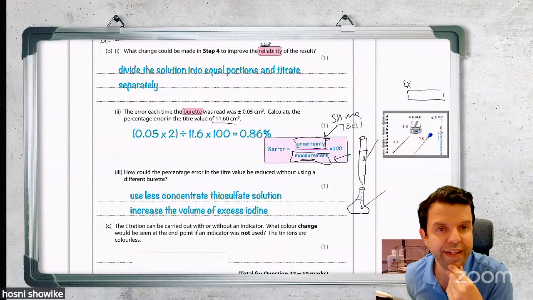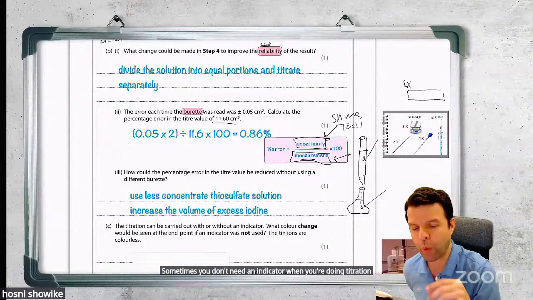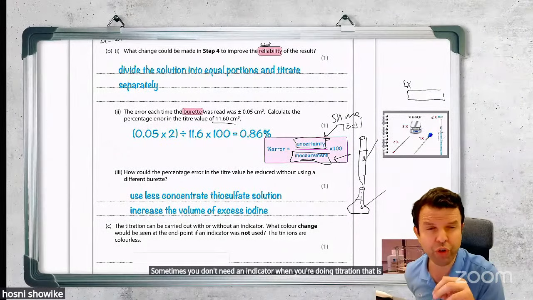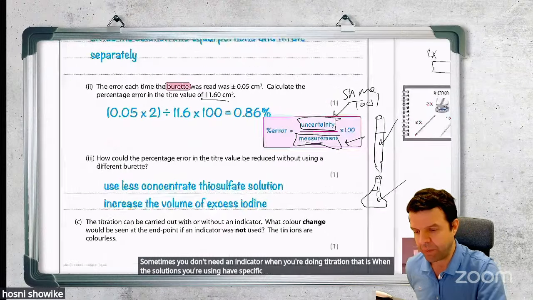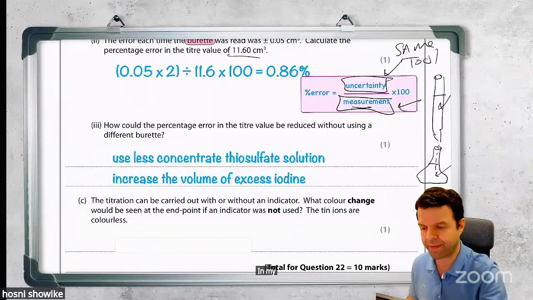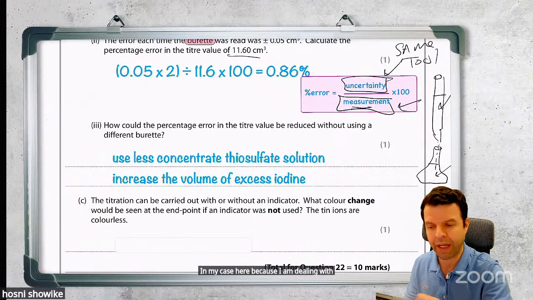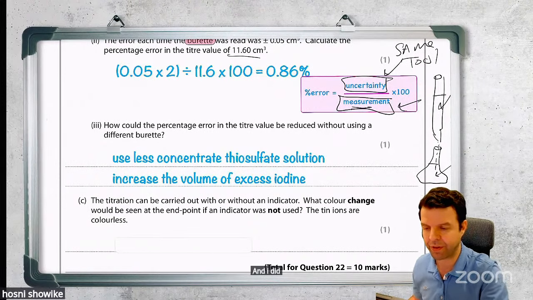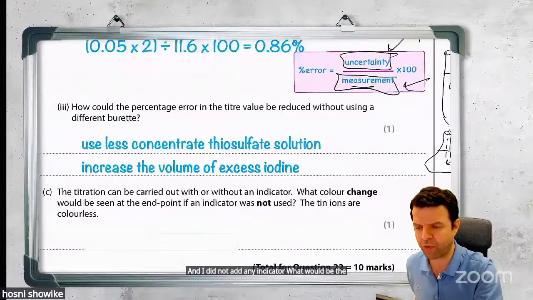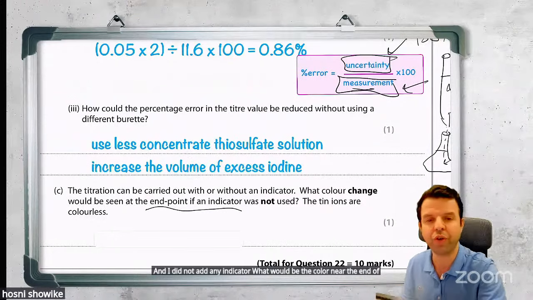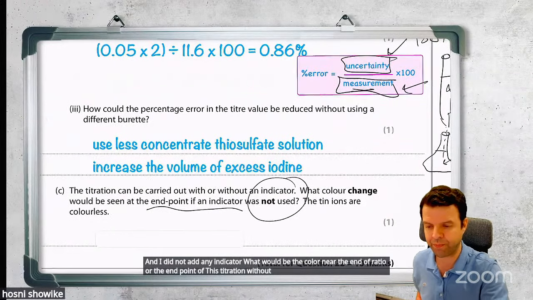Sometimes you don't need an indicator when you're doing titration. That is when the solutions you're using have specific colors. In my case here, because I am dealing with iodine and I did not add any indicator, what would be the color near the end of titration, or the end point of this titration, without using an indicator?